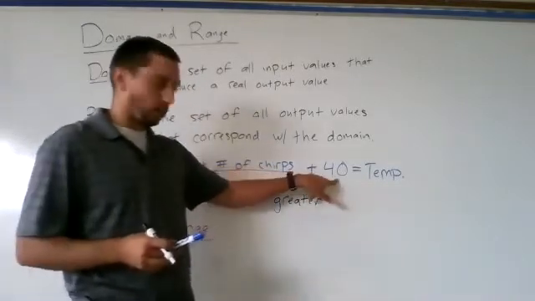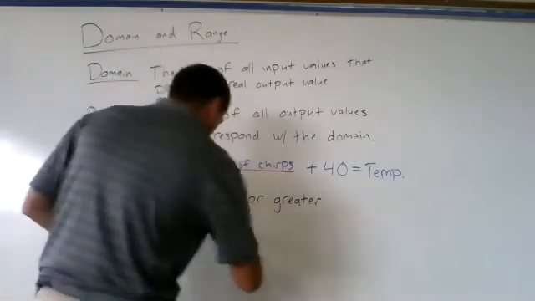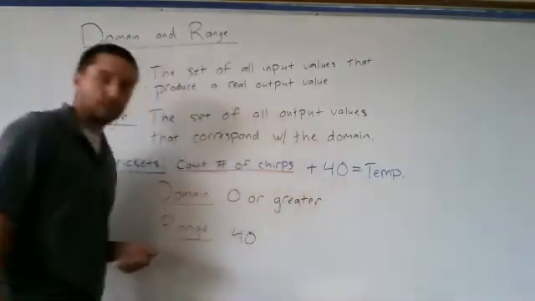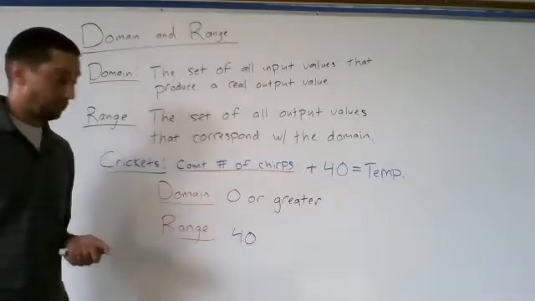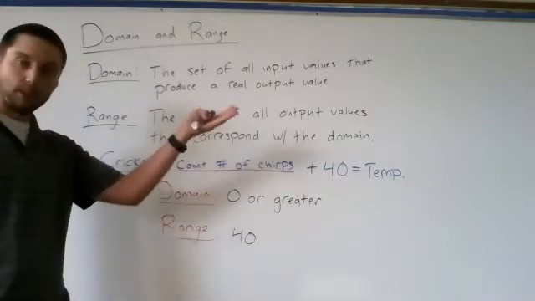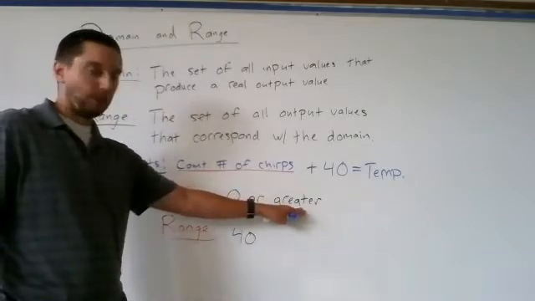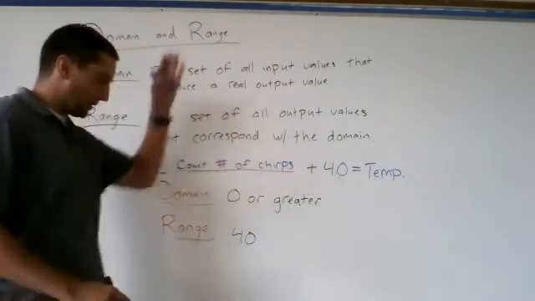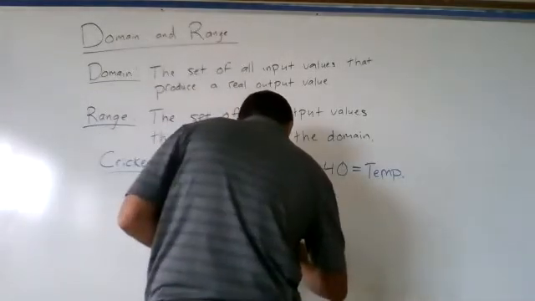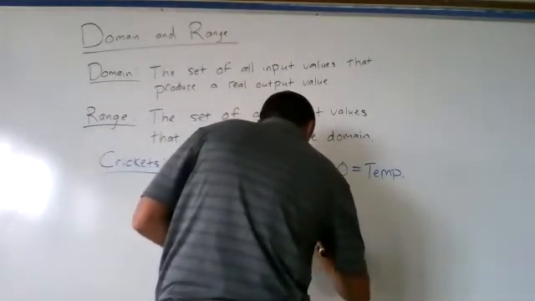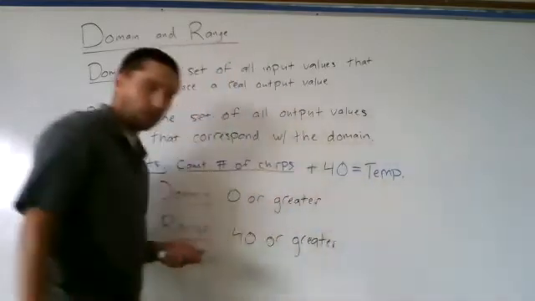So 0 plus 40 would be 40. So that means that 40 is the lowest temperature that we could have. Okay, and then is there any limit on that? Well, if there's no limit here, those values keep going up and up and up. Then if we keep adding 40, that's going to get bigger and bigger. So 40 or greater is going to be my range.